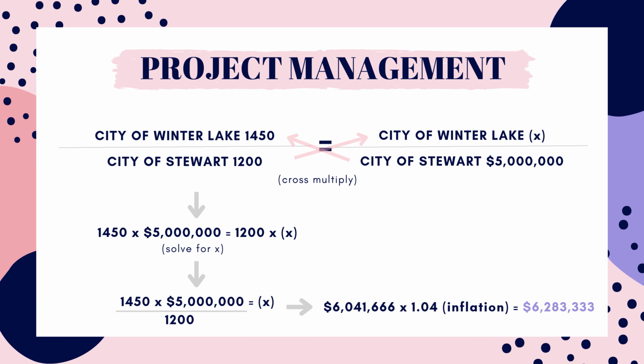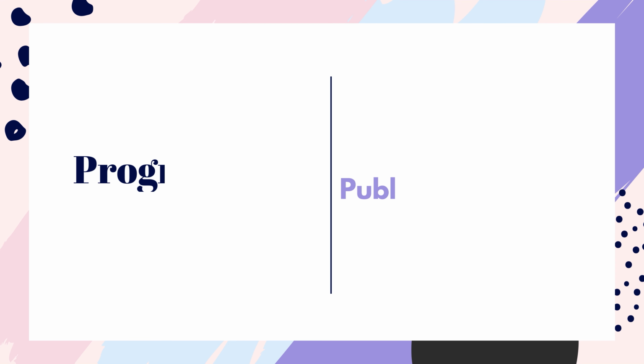I'm not sure what this is called, but I would have set these up as fractions and cross-multiplied them and then accounted for inflation. I suppose it's essentially the same thing, but my brain remembers this way better, so whichever works best for you, do that.